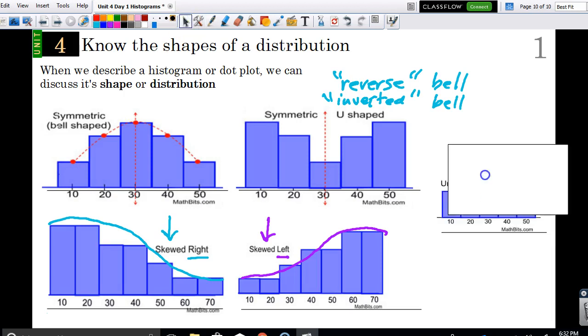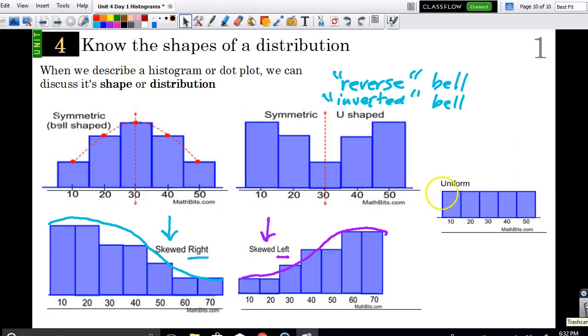And finally, there's also one called a uniform distribution, where everything is the same. There are no more pieces of data at one side or the other, or in the middle, or on the outside. Everything is just the same.